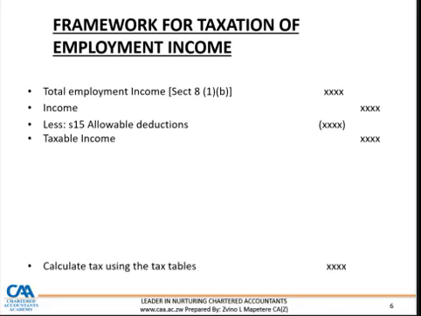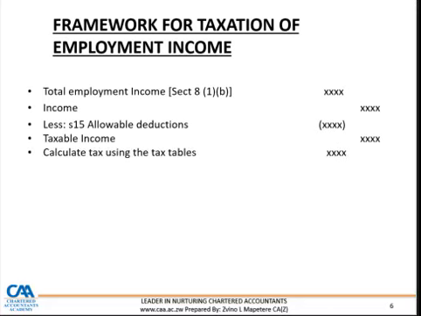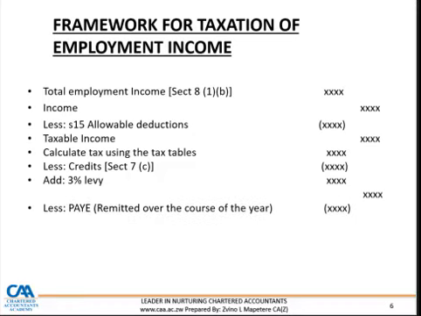Using this taxable income, we will need to calculate, based on our PAYE tables, a particular amount of tax as per those tables, and from that we'll deduct any credits as covered under section 7 of the Finance Act. After we've deducted our tax credits, we'll add to that our AIDS levy of 3%, and finally come up with an amount that is taxable, and deduct from there any other PAYE amounts that have been paid earlier in the year to finally come up with our tax liability.